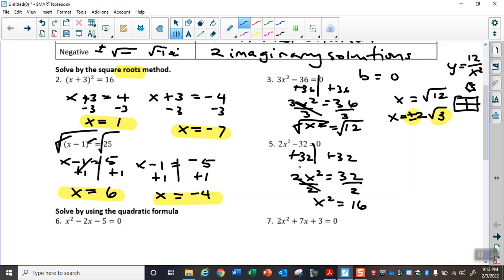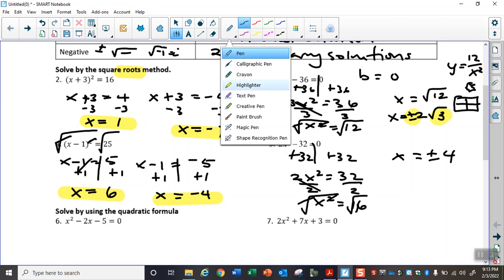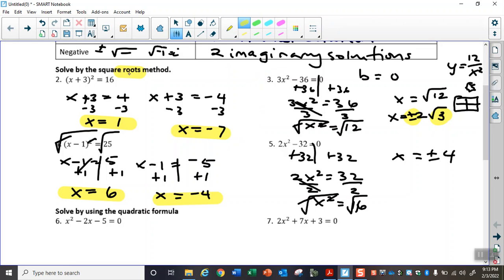All right, but I want x by itself. So the inverse of x squared is the square root. So now I've got x equals, and it's going to be plus or minus 4. Square root of 16 is 4. So that is using the square root method. And you can do that when b is equal to 0.